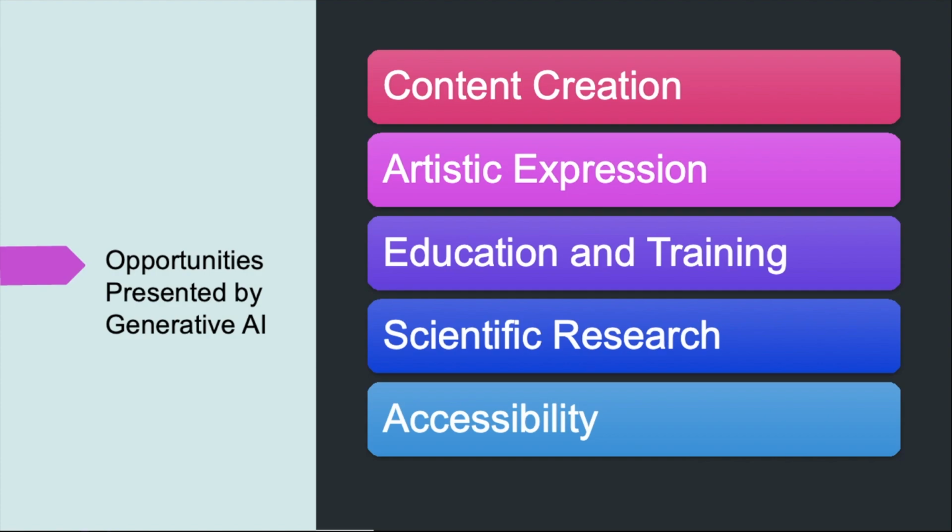Next, we have accessibility. Generative AI can help create alternative representations of information, such as audio description or translations. It's making content more accessible to diverse audiences. This can improve the inclusivity of content and services for people with disabilities or those who speak different languages. So it's all about the different opportunities presented by generative AI.